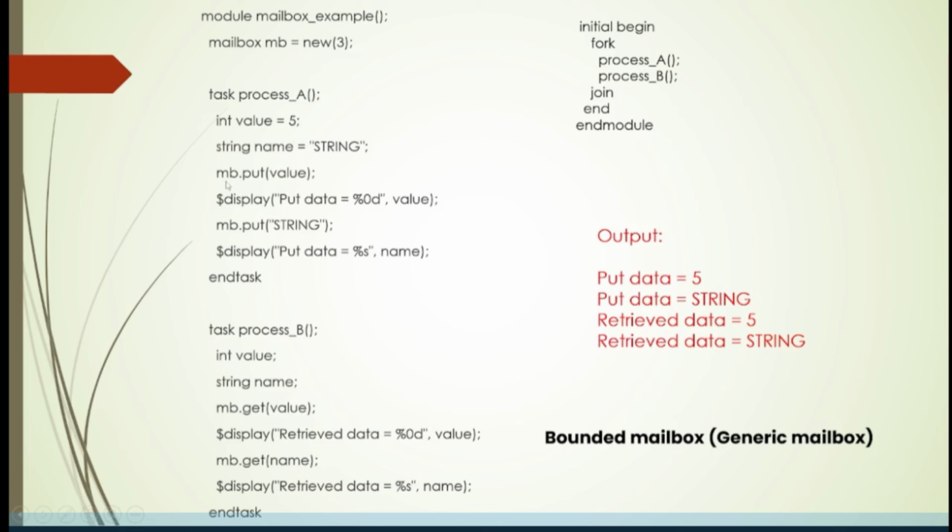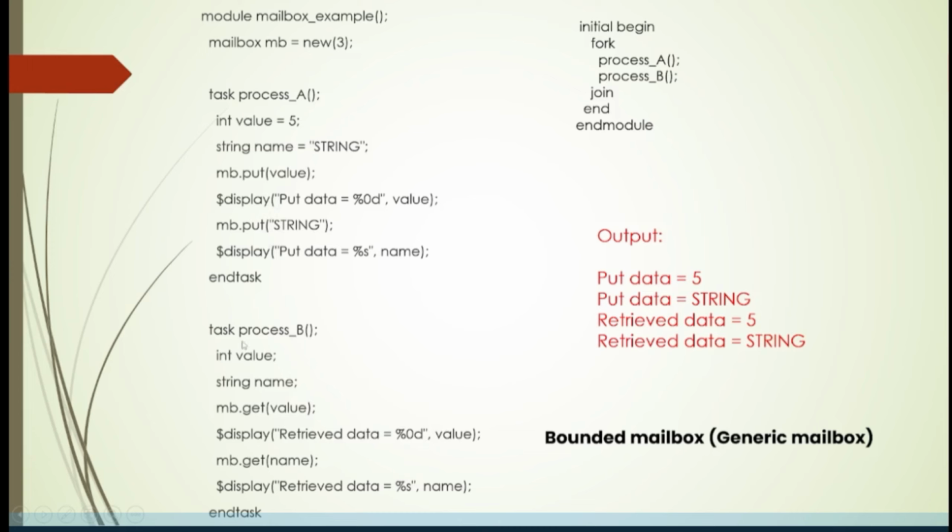How will you put it? Mailbox name, what is the mailbox name? mb dot put. And what do you want to put? You want to put value, you want to put string. Either you can put both in one go, or you can do it individually, like mb put value, mb put string. After putting these two values, I want to display those two things within my process A.